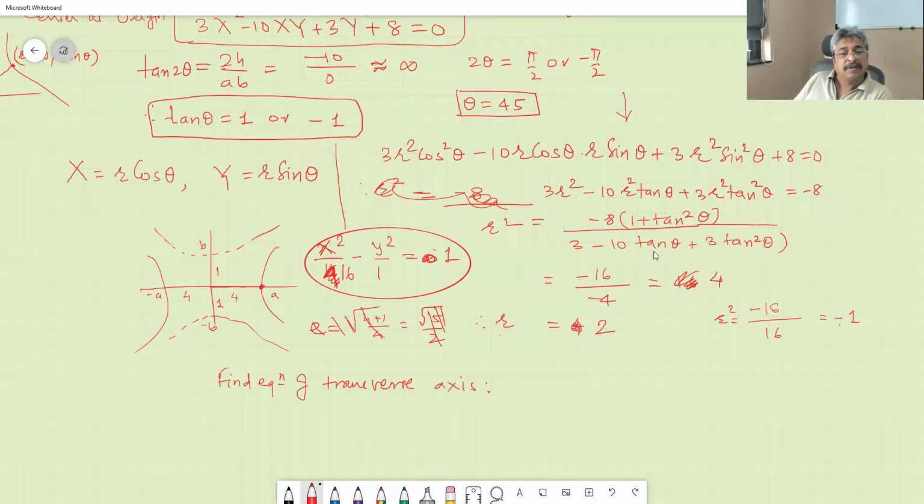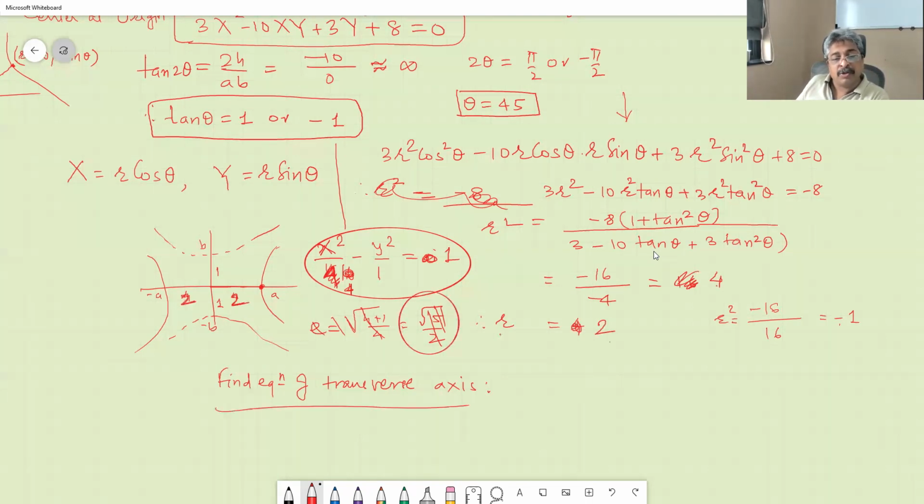Now everything is correct, because I have the equation written there with 4, so we were making some mistake here. -16 upon -4, therefore r square is equal to 4, and therefore longest distance is 2. So this is 2, this is 2, and therefore eccentricity is correct.